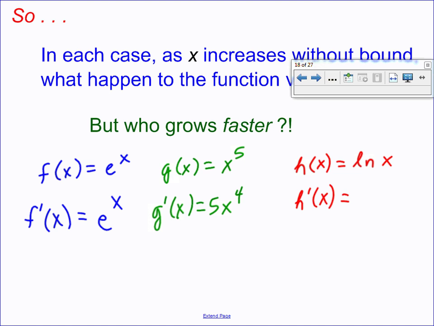Well, two of these certainly help, but as x goes to infinity, now I can consider what's happening to my growth rate by considering a new limit. Now we're doing a limit of h prime, right? That would be the limit as x goes to infinity of 1 over x.